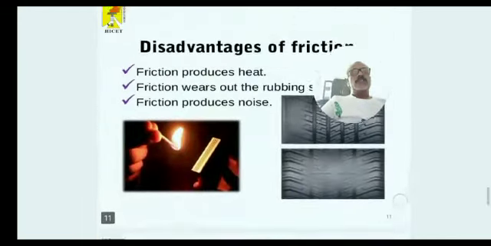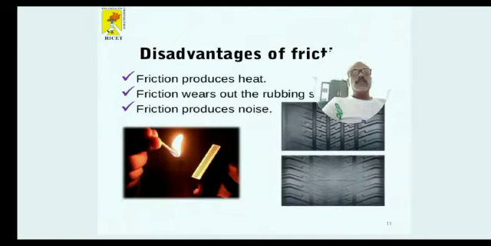Some limitations. What are the limitations? Friction force always produces a large amount of heat. Friction wears out the rubbing surfaces. And also, when the frictional force is increased, the friction produces noise. So these three are the disadvantages of friction. The output is wear and tear of objects.